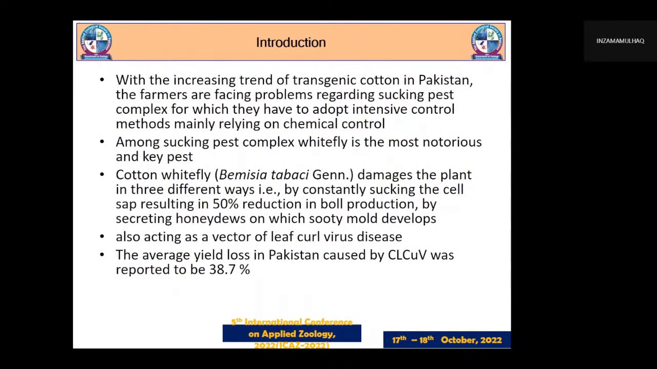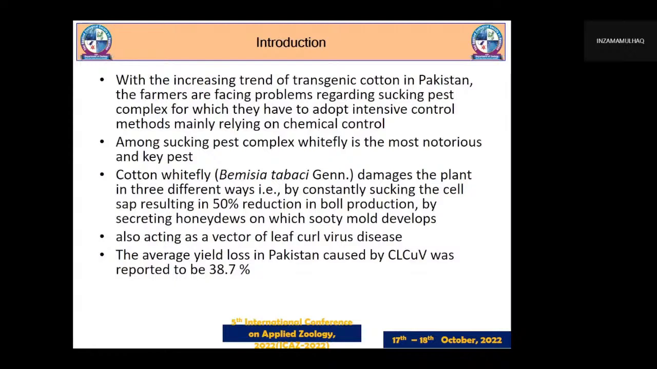With the increasing trend of transgenic cotton in Pakistan, the farmers are facing problems regarding the sucking pest complex, for which they have to adopt intensive control methods, mainly relying on chemical control. Among the sucking pest complex, whitefly is the most notorious and key pest.